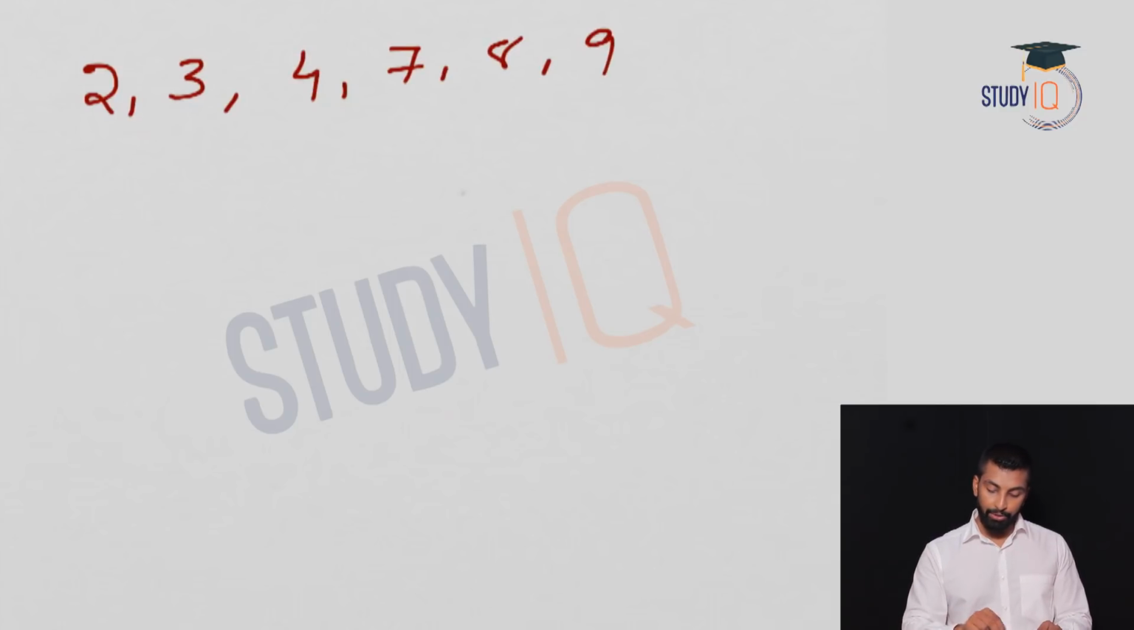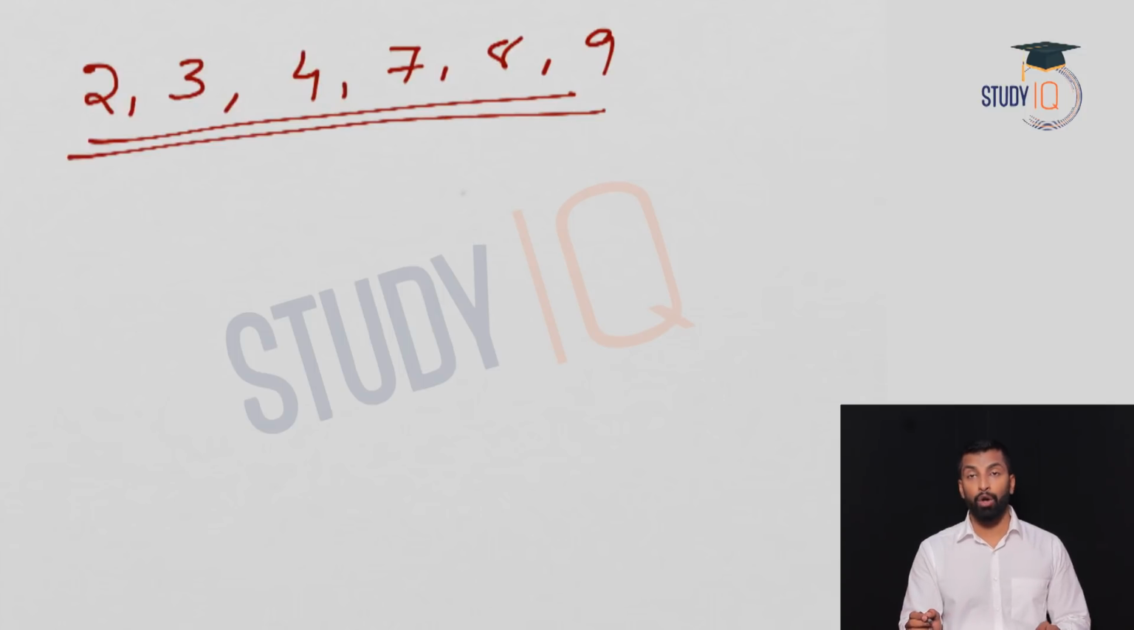Now, we need to see the last digits of other numbers, right? So, what are the other numbers? 2, 3, 4, 7, 8, 9, right? So, these are the 6 numbers that we need to see now. 0, 1, 5, 6 we have seen. 0, 1, 5, 6 only, whatever be the power. Now, we need to see this.